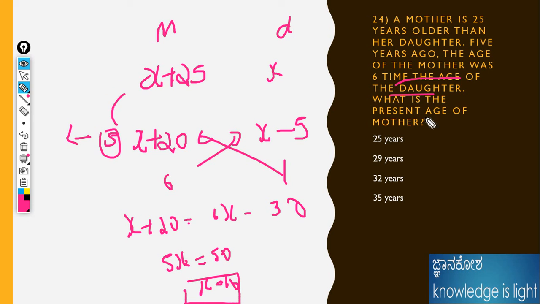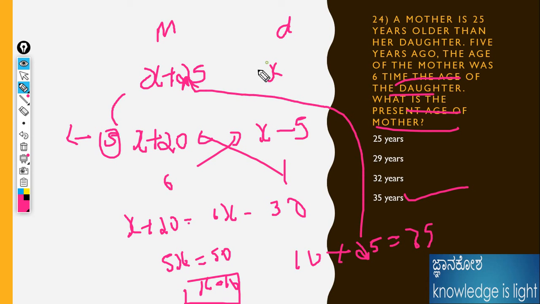What is the age of the mother? The mother's age is 35. If the question is asking about the child, it should be 10. Here the question is asking for the mother's age, that is x plus 25, which is 35. If the question asks for the daughter, then it will be 10. Like that, we need to solve the problem from the table.